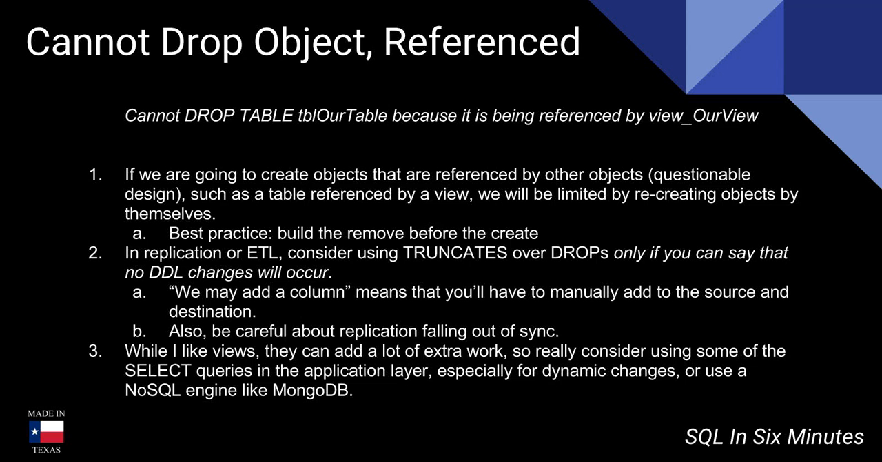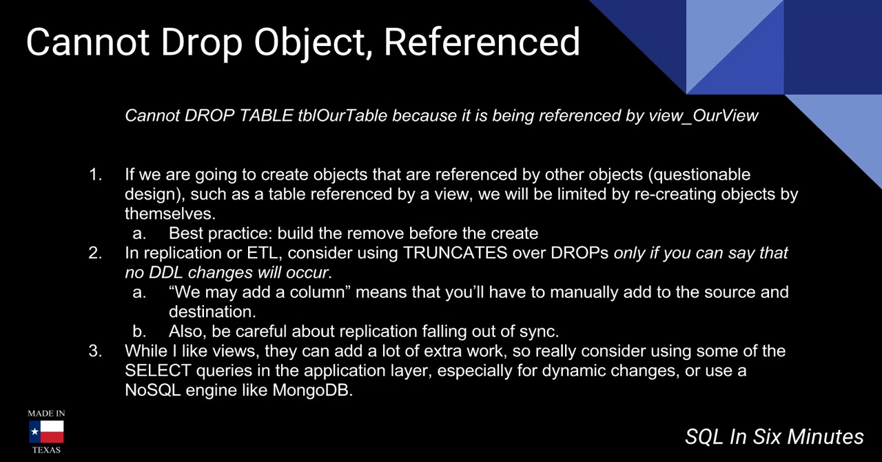Okay, in replication or ETL, use truncates over drops only if you can say that no DDL changes will occur. That's a big key. Yeah, we'll use truncates. Okay, but wait a minute. If you're going to use truncates and you change a column, that DDL change doesn't get passed, and it needs to drop the object. Then you have replication, as a case in point, out of sync. When you try to reinitialize, it's going to try to drop the object, but it can't drop the object. Okay, now you've got a problem, right?